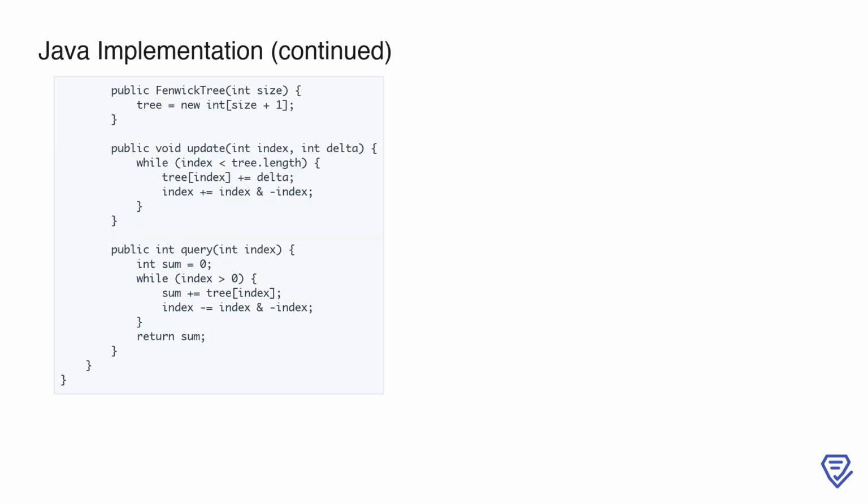The Fenwick tree class is a critical part of this solution. It is initialized with a size parameter, and its internal array, tree, is set to have a length of size plus 1 to account for 1-based indexing. The update method allows us to increment the count of a specific index by a given delta value. It iteratively adds the delta to the current index and then moves to its next responsible index using the formula index plus equals index and negative index, which ensures efficient updates.